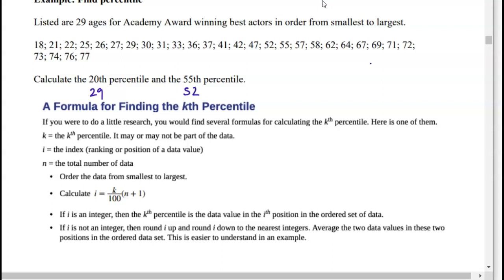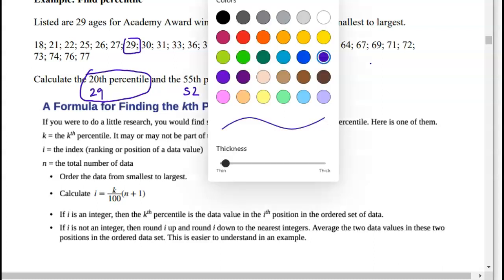Okay, so the 20th percentile is the number in the data set, this number right here, such that 20% of the data is below that number, right? And the 55th percentile is 52, so it's this one. This data value represents the fact that 55% of the data is below it. All right. So now let's see how we do this by hand.